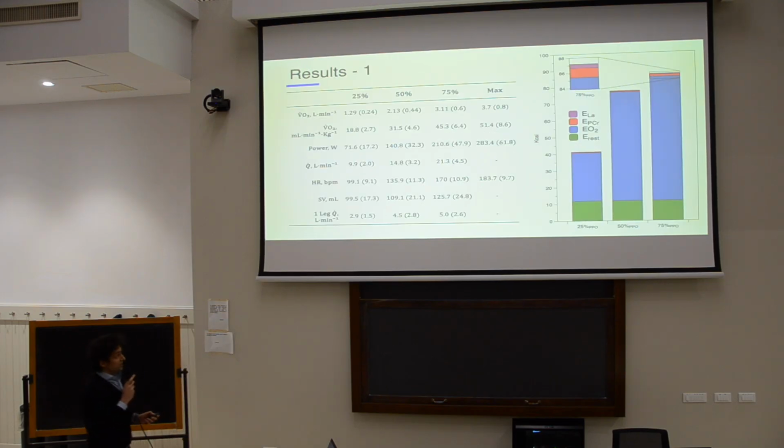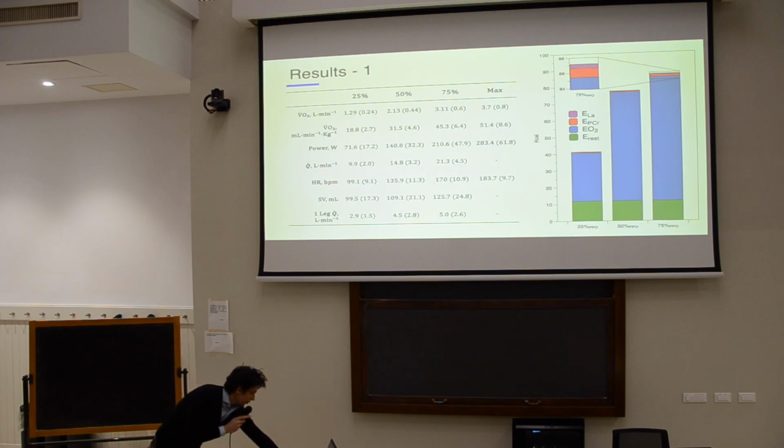And these are the results. These are the metabolic results, the hemodynamic results, and here you can also see the energy contribution of each metabolism for the 3 intensities. Of course, you can see here that anaerobic metabolism is very low, less than 3%.